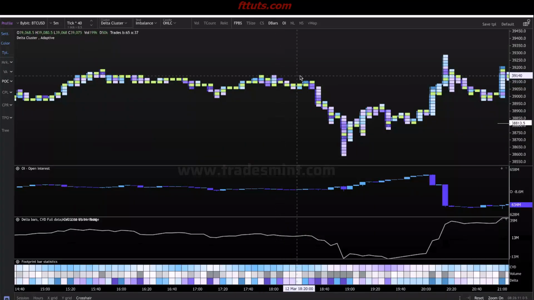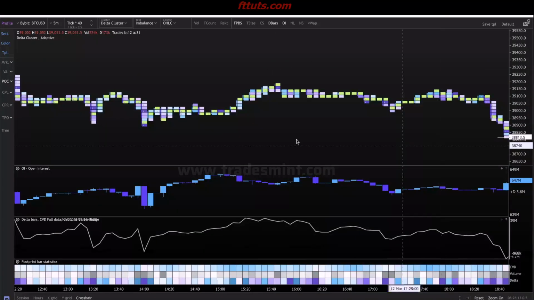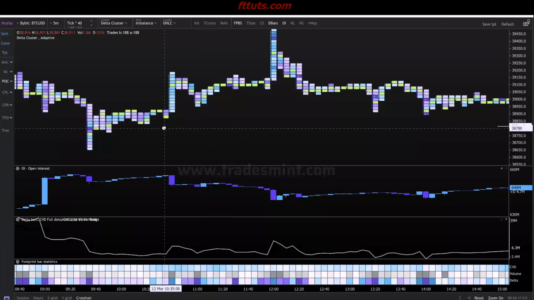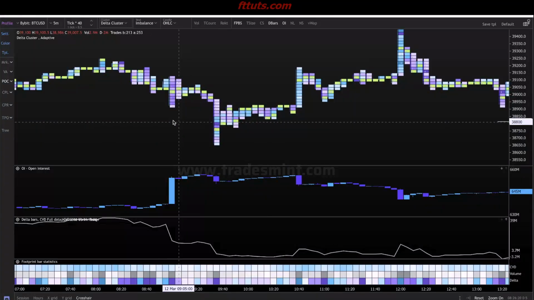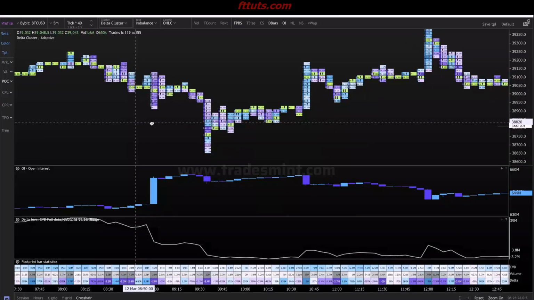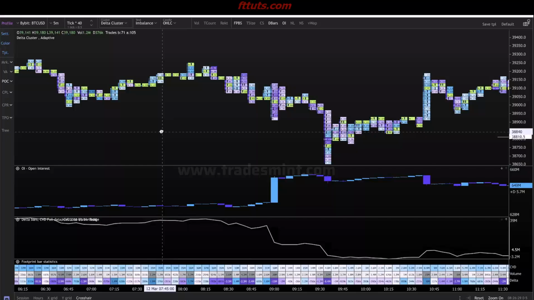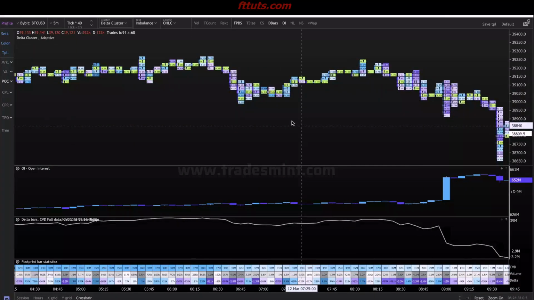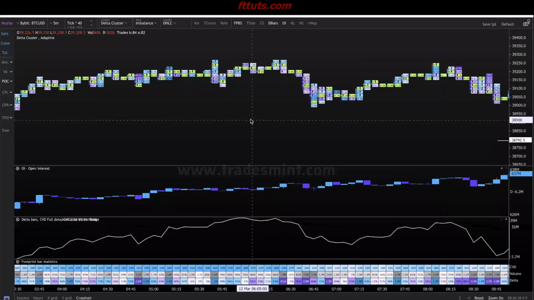Now for the short, we're looking for a lower high and a higher high on CVD. I know I showed some in the last session. This one would have been really hard to catch, so I'm not going to show that one. Here we go. Actually, no, that one would have been hard to catch as well. I want to find one that's very, very clear so that nobody's confused about what we are looking at.